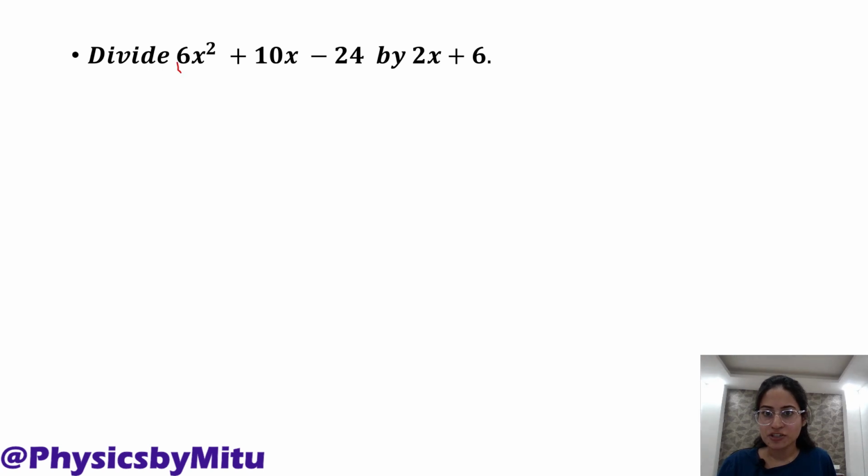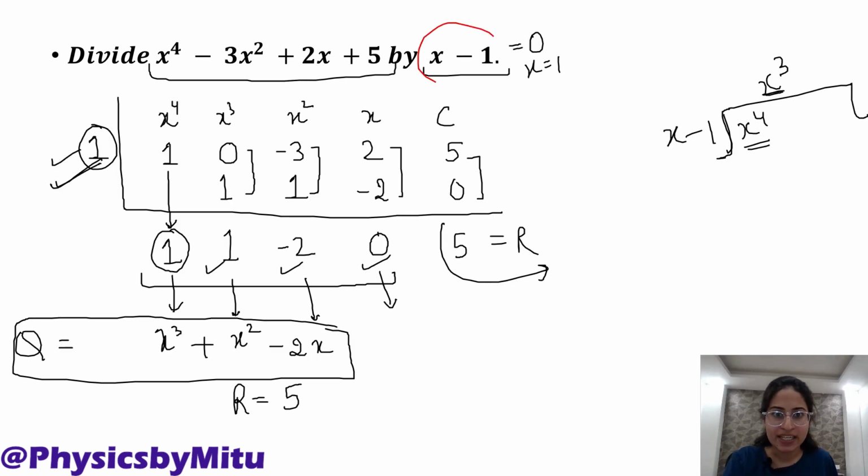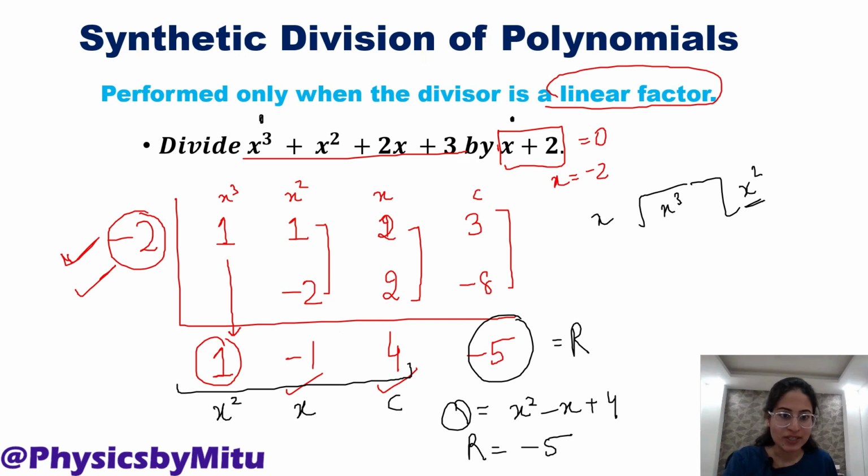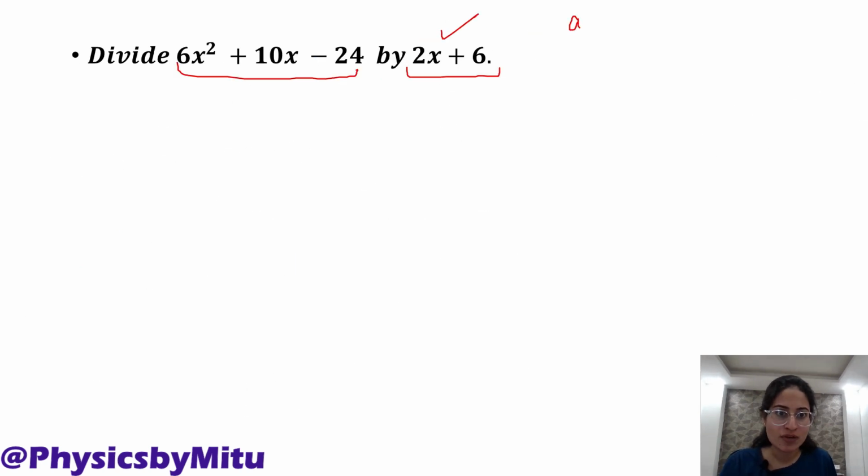Next example, you have to divide by 2x plus 6. How is this question little different from the previous two questions? उसमें आप देखो हमने x minus 1 या x plus 2 लिया था. अभी यहाँ पे हमारा फॉर्म चेंज हो गया ax plus b. Now you are dividing by ax plus b. तो इसमें आपको क्या करना है?